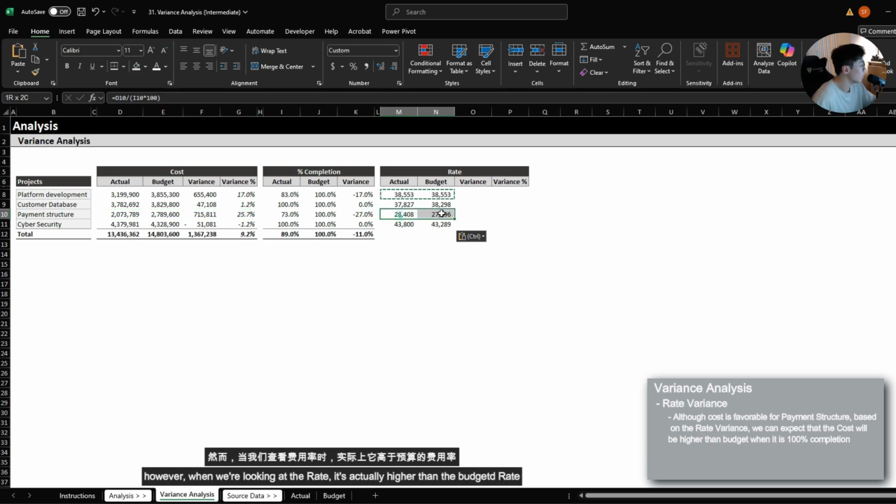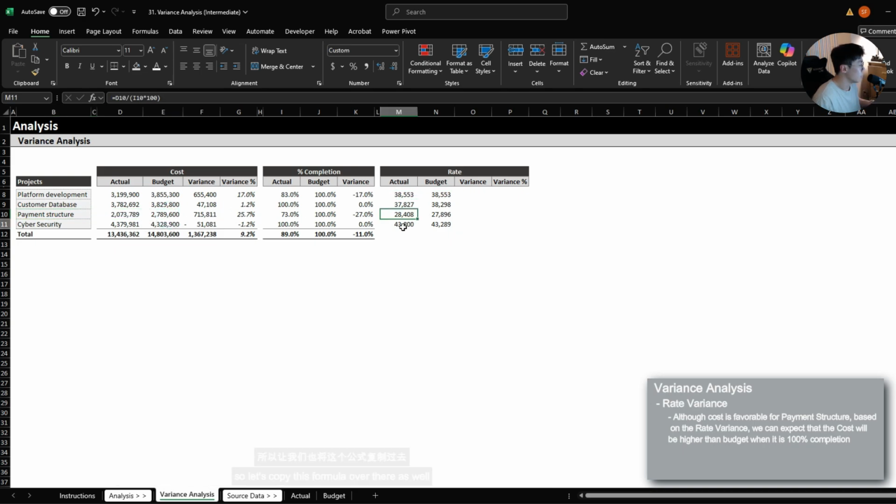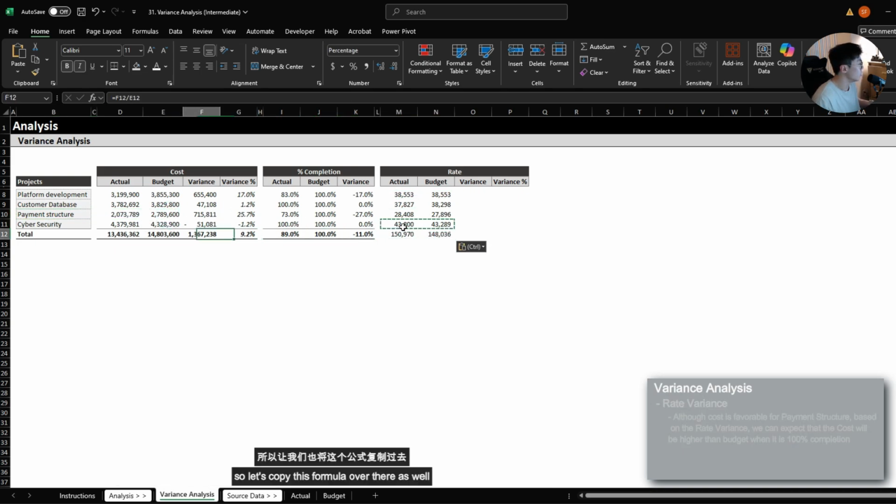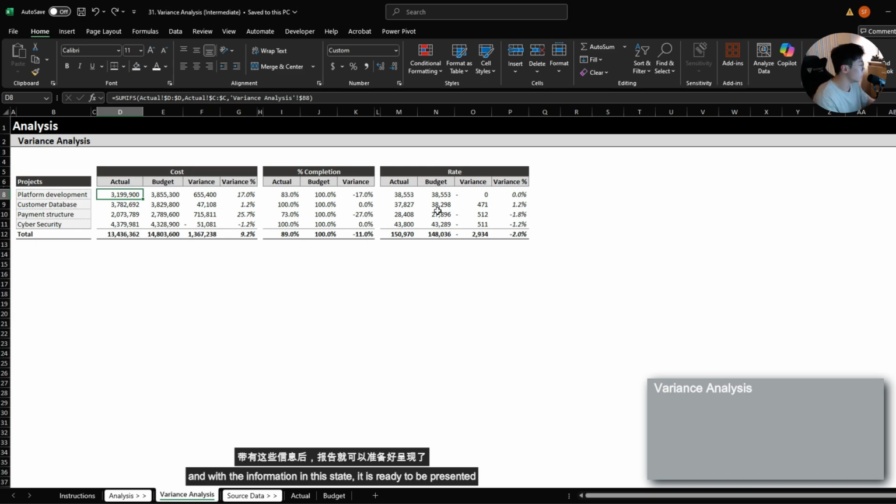However, when we look at the rate, we can see that it's actually higher than the budgeted rate. So by the time that this project hits 100% completion, we will most likely be higher than the budget. So let's copy this formula here as well. And with the information in the state, it is ready to be presented.